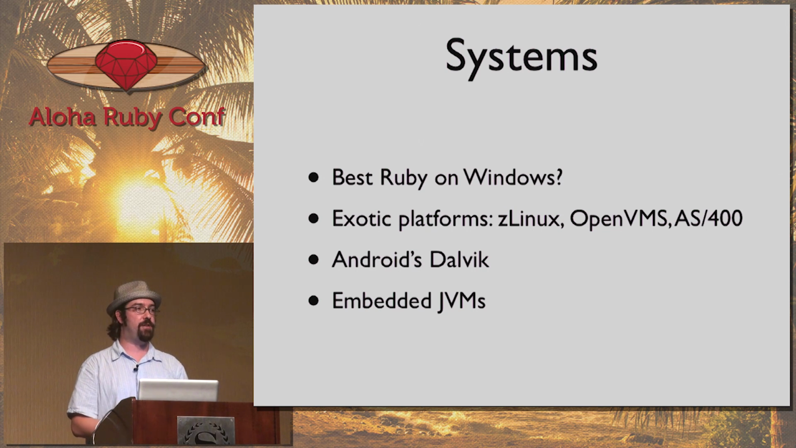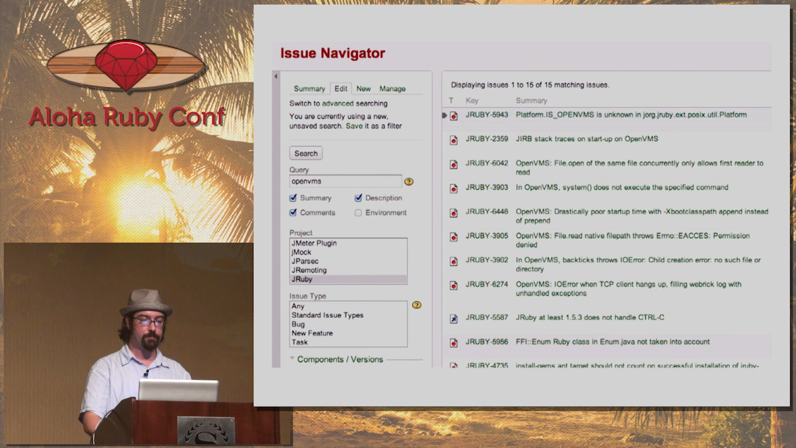And then any of the embedded JVMs. Oracle recently made their embedded HotSpot OpenJDK free for general purpose use. And so if you're running on small devices and doing general purpose sort of embedded computing, you can use JRuby there as well.